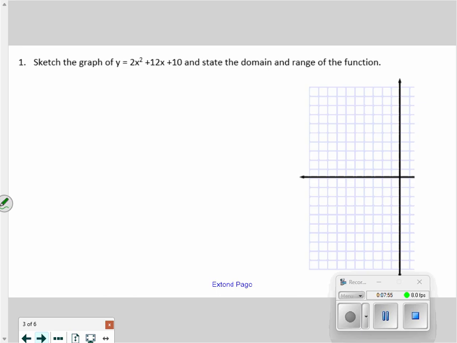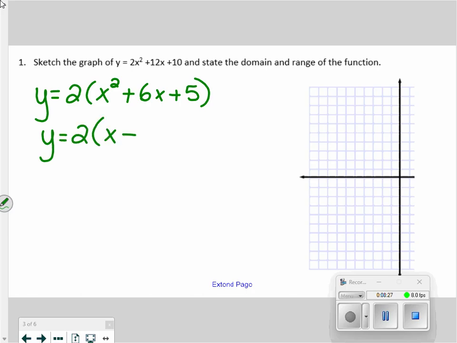So immediately, what can I do? Divide. What can I divide everything by? 2. So I'm going to pull that 2 out in front. X squared plus 6x plus 5. Two numbers that multiply to give me 5 and add to give me 6. X plus 1, x plus 5, correct. So the faster we can do that, the more we can move on to the actual skill of this unit.